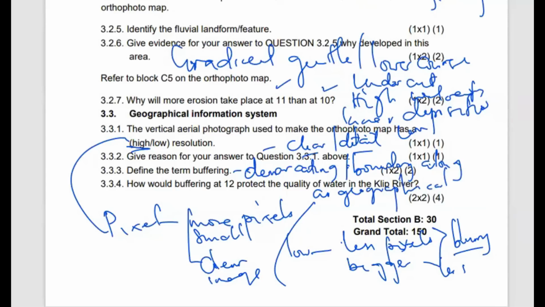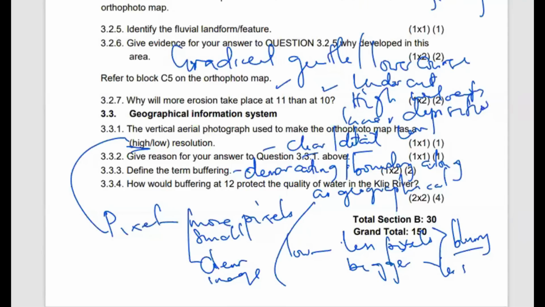When we're buffering an area, we're putting a boundary, or we're putting a demarcation. We're putting a boundary around a feature. For example, a river. We want to buffer a river. We can put a fence around the river to stop human influence on the river, or we can plant trees along the river as a way of marking a boundary of where human activities must end and not influence the water quality in the river.